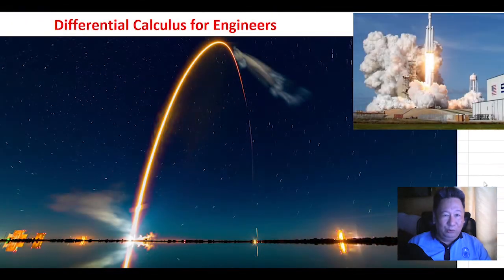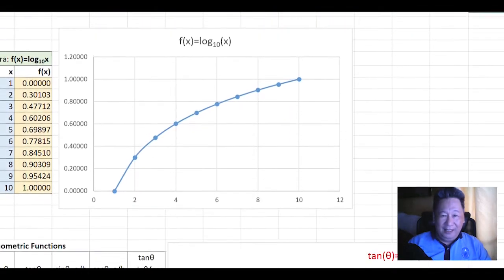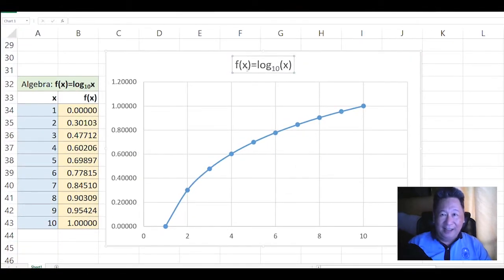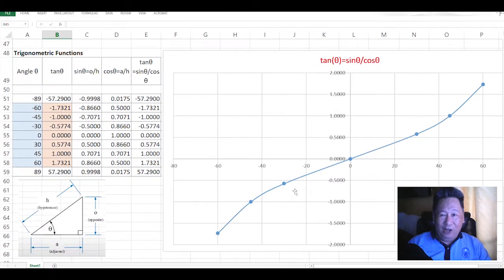We'll have to learn new operations. Like in algebra, f sub x equals log 10 sub x. And in trigonometry, an example of a trigo function: tangent theta equals sine theta over cosine theta.